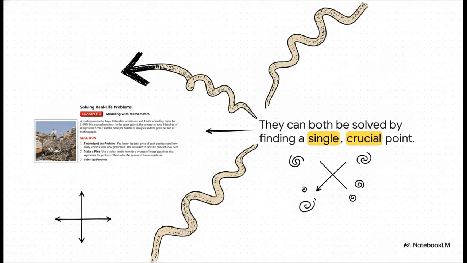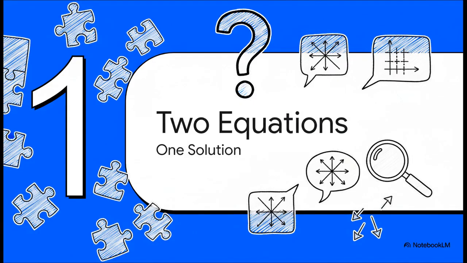We're on a hunt for that one special spot where two different paths, or two different stories, or in our case, two different equations cross. And that intersection, that is the answer we're looking for. Okay, so before we can actually find that magic point, we got to make sure we're all speaking the same language. Get the lingo down. So let's talk about what we mean when we say two equations, one solution.